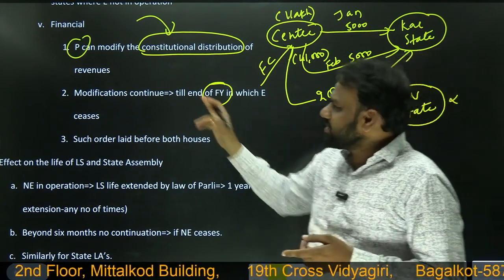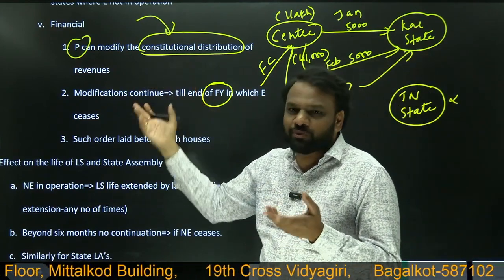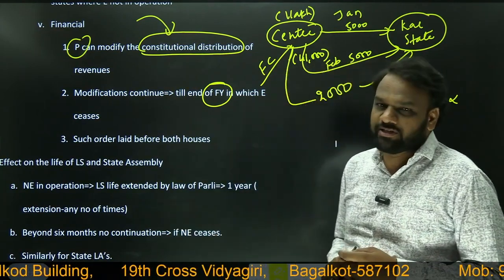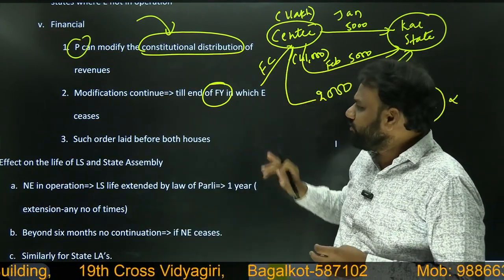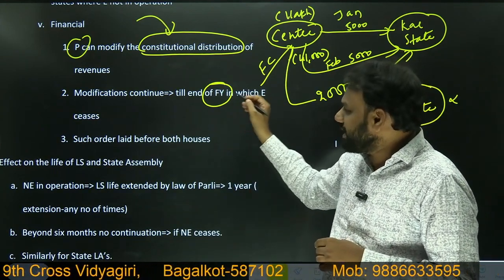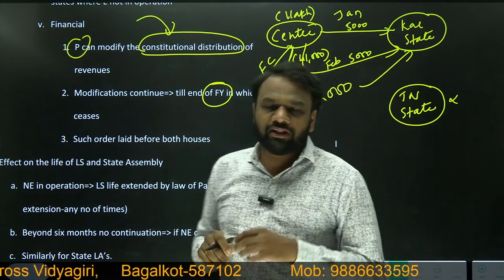So the president has this power to modify the constitutional distribution of revenues at the time of national emergency. Okay, emergency. So how long will these modifications continue? Till the end of the financial year in which the emergency ceases.